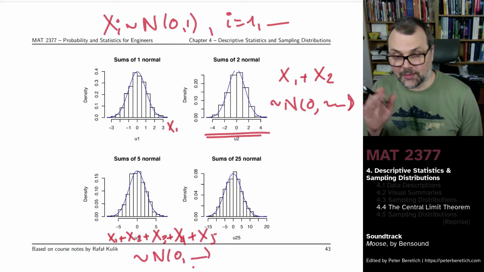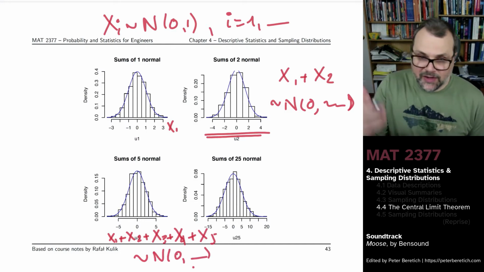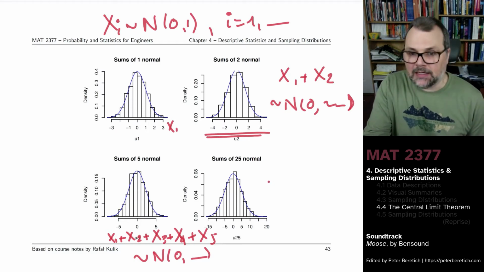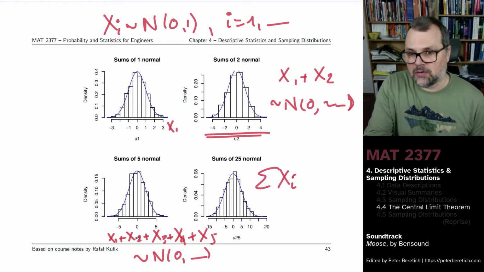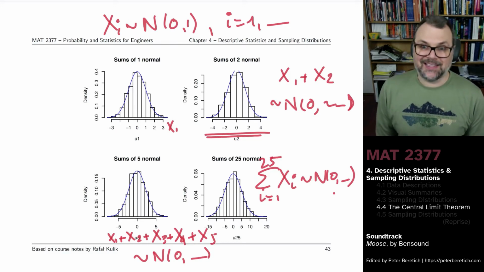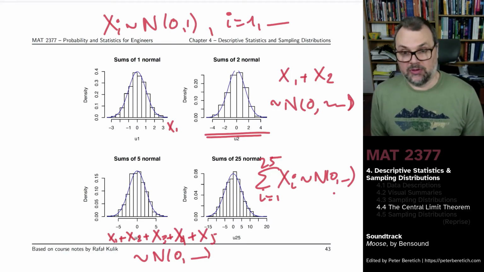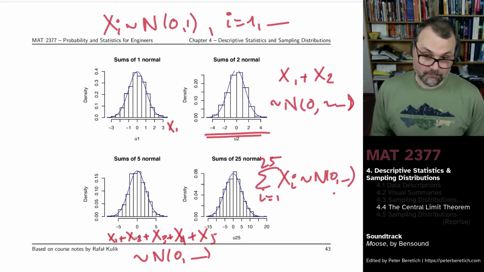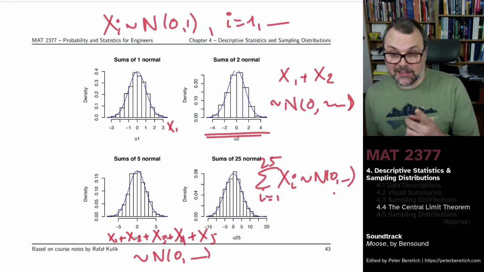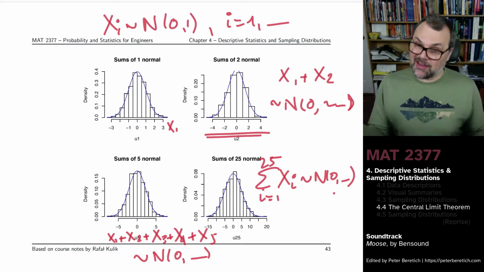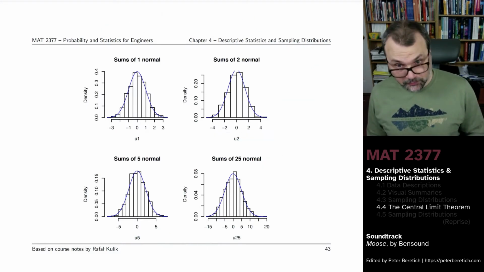Centered at 0 with some standard deviation. And if I sum 25 of them, yet again, I get a normal distribution. Okay, so adding together the results of a bunch of normal values gives me a normal. The mean stays the same, but the spread, the dispersion, changes.